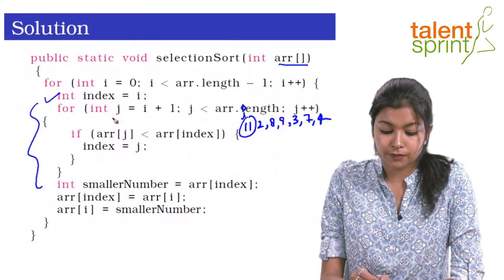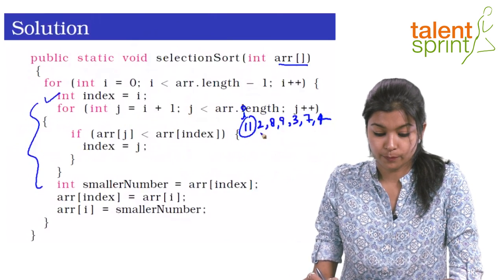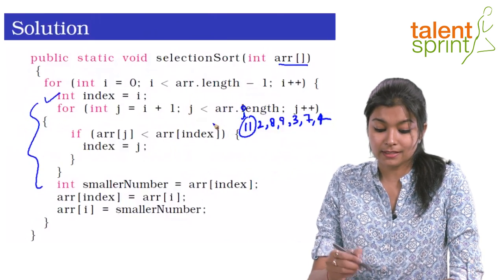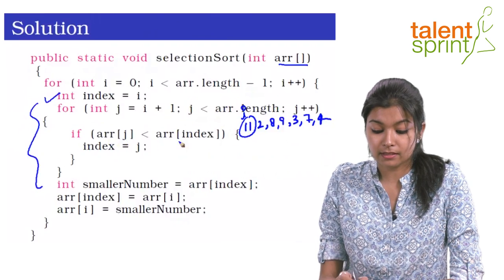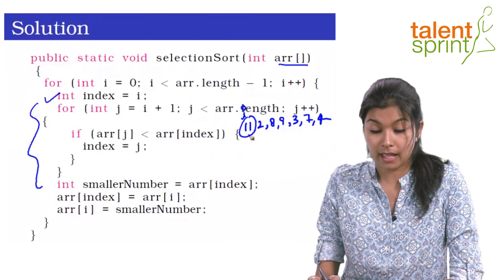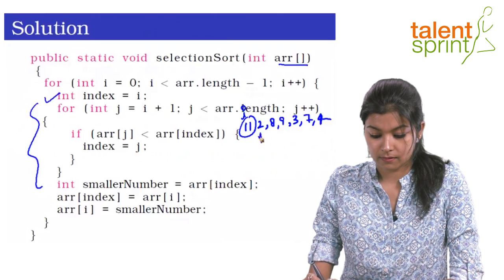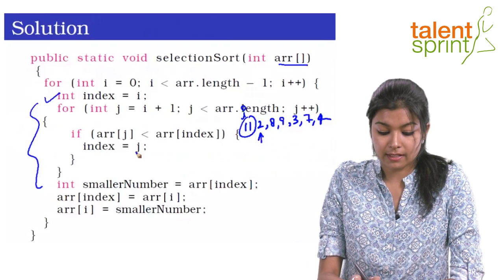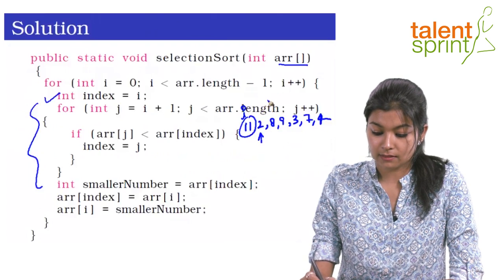How? First off, we have initialized j to i plus 1 since we have to start from 2, and the loop will run till array.length. Now inside this we are checking if the value at j is less than the value at index, which is i. Now since j is here and this is less than i, we initialize j to our index. So our index has now moved to 2.